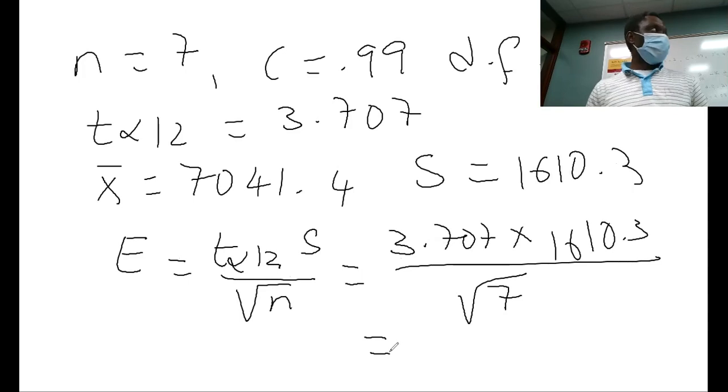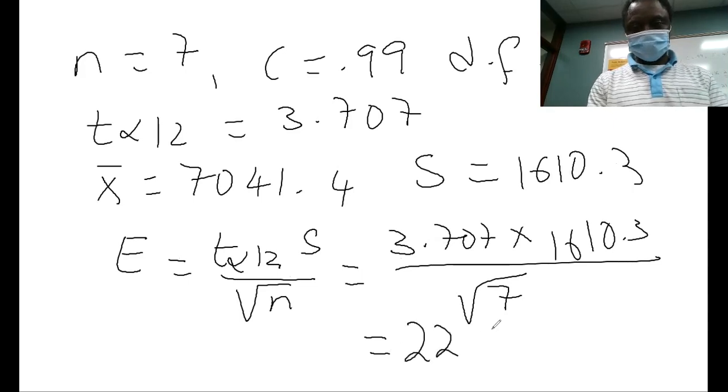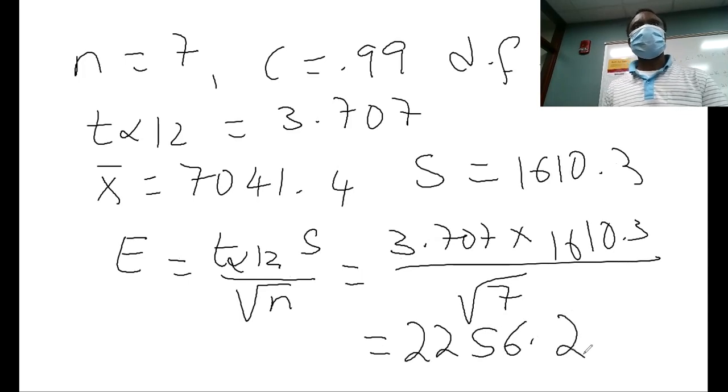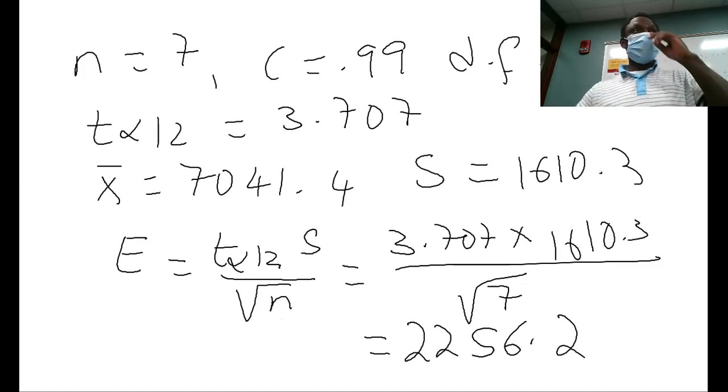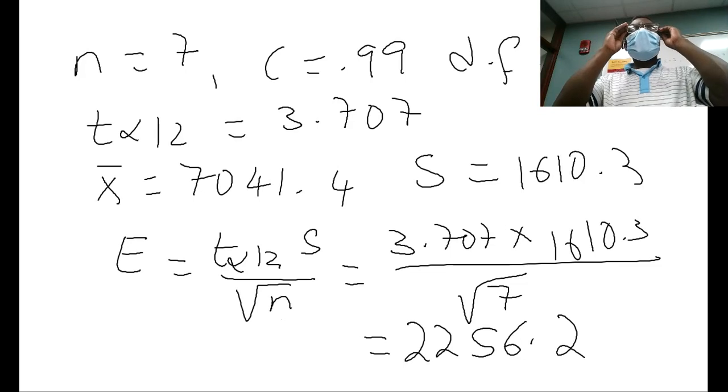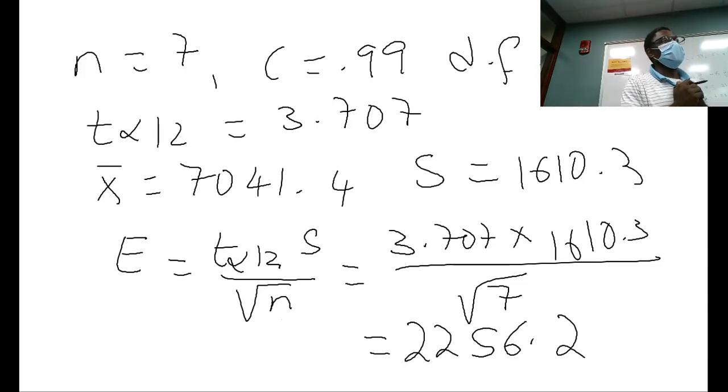Has anyone computed the E? 225. Has anyone tried to compute it? The same thing? Okay. So we subtract it from the mean and add it to the mean to find the confidence interval for the mean. So far, we observe that to find the confidence interval, we need to know what the margin of error is. Once you get the margin of error, subtract it from and add it to the mean, and you get the confidence interval.